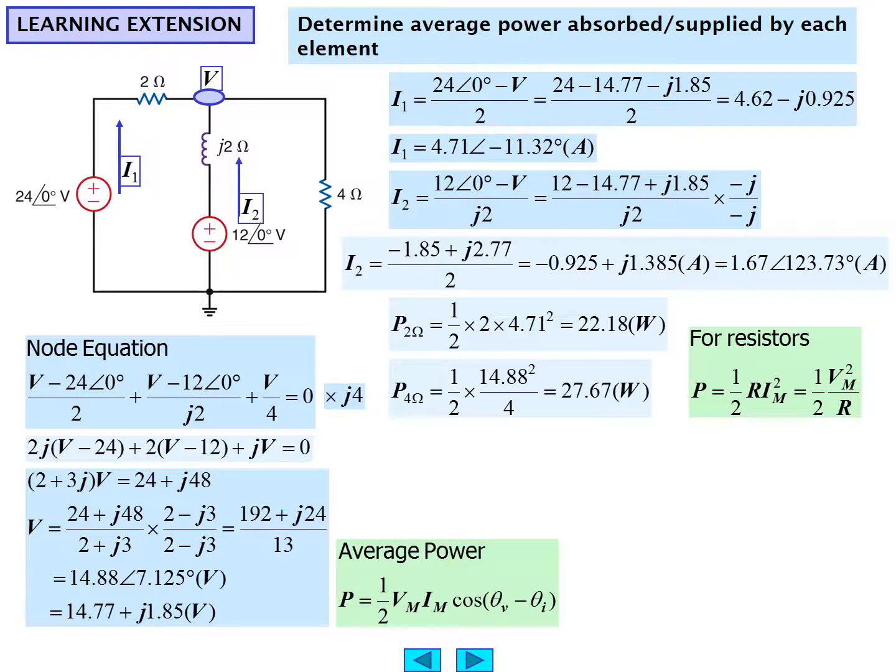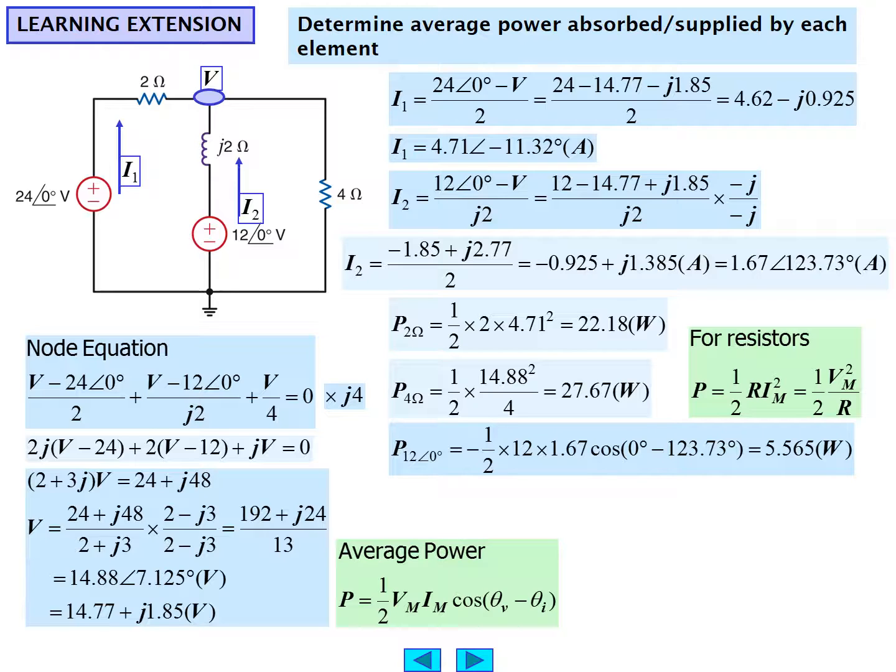For the power in the 4 ohm resistor, we can do that in a couple of different ways, but one way would be to use the voltage across it, not the current through it in this case. That would be 1/2 the voltage squared divided by the impedance, in this case just 4 ohms. So 1/2 times 14.88 squared over 4, again not worrying about the phase angle, and we end up with 27.67 watts there.